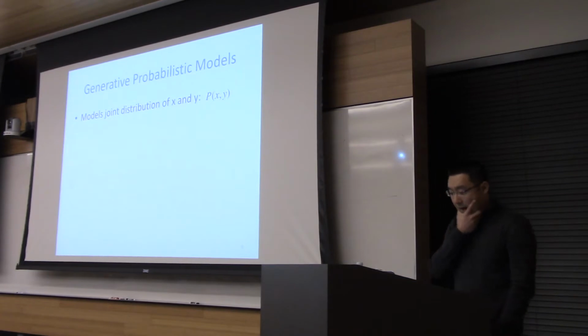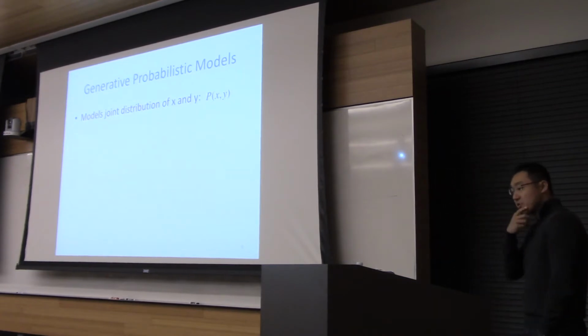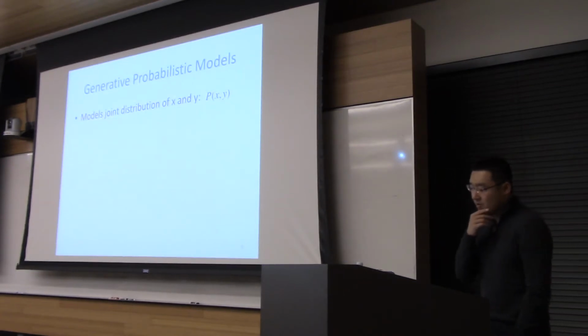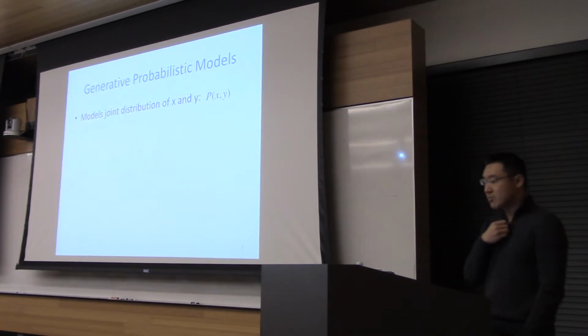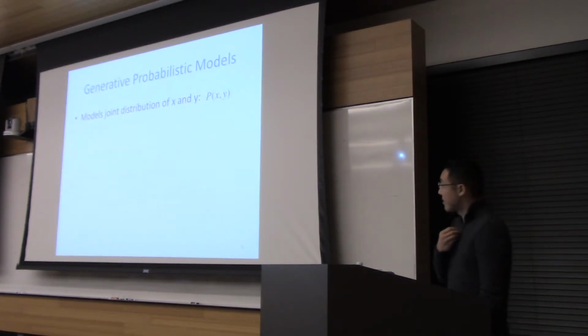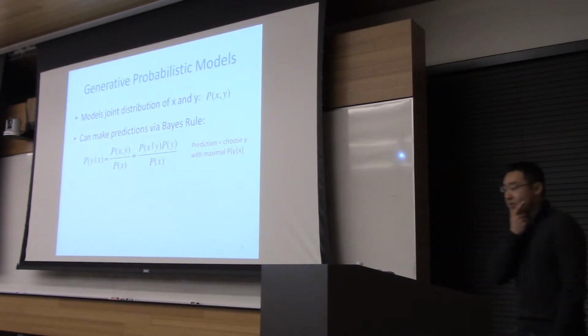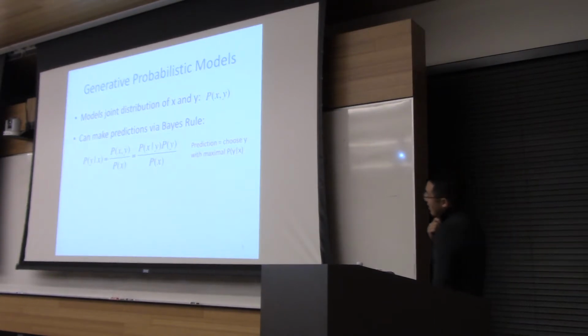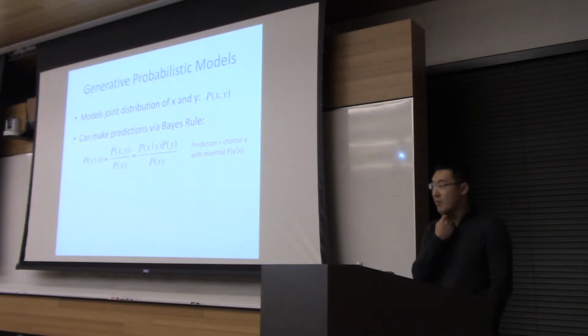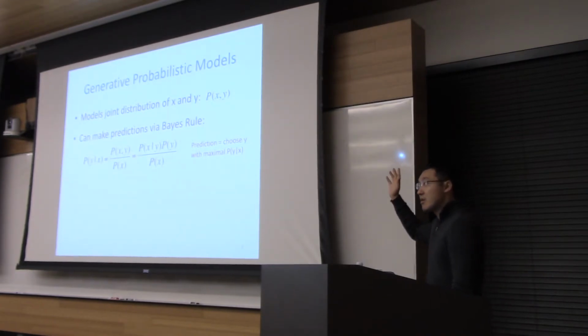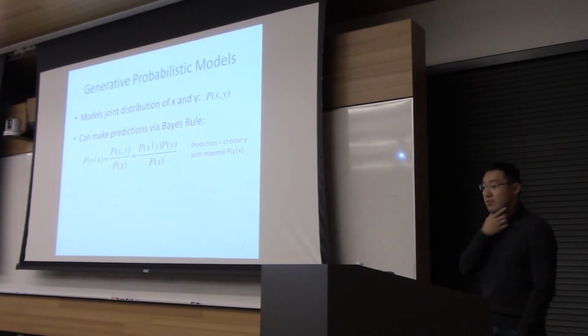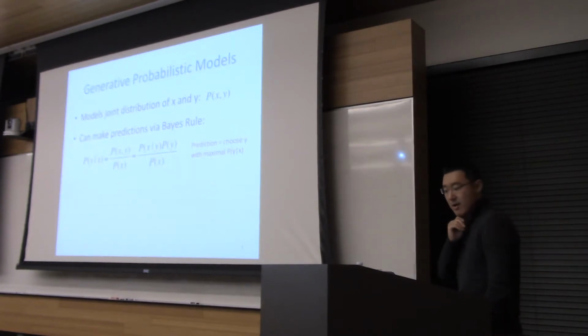So, in a probabilistic model, also known as a generative model, the goal of the model is to model the joint distribution of x and y. From there we can make a prediction of y given x using an application of what's called Bayes rule. How many of you have heard of Bayes rule before? Okay, so about two-thirds or three-quarters of the class.